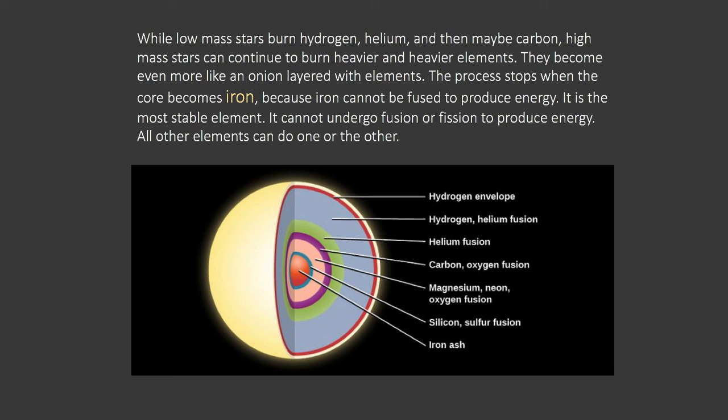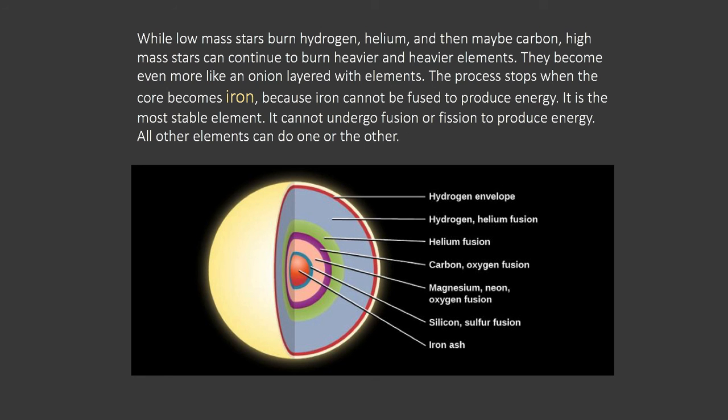And that means there's going to be a point in the middle where you can do neither. And that point is iron. So elements that are smaller than iron can be fused. Elements heavier than iron can be fissioned. But iron can't do anything to produce energy.